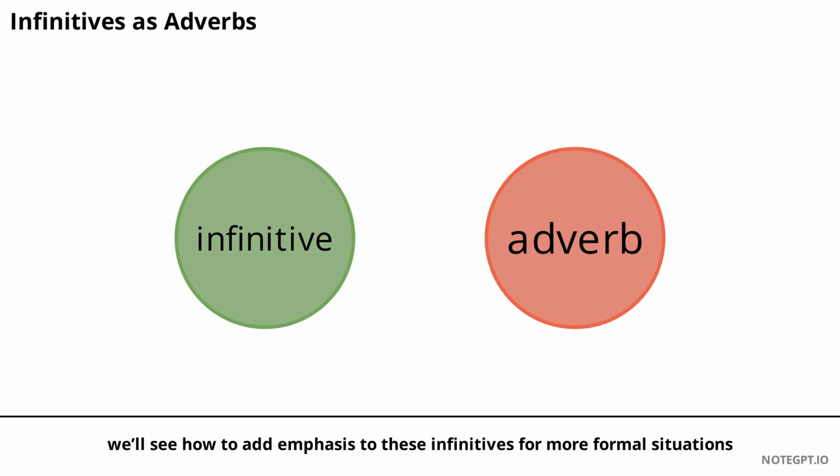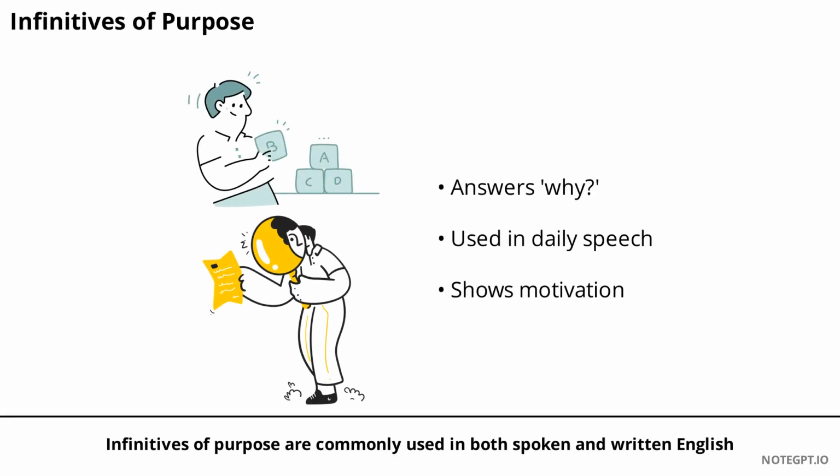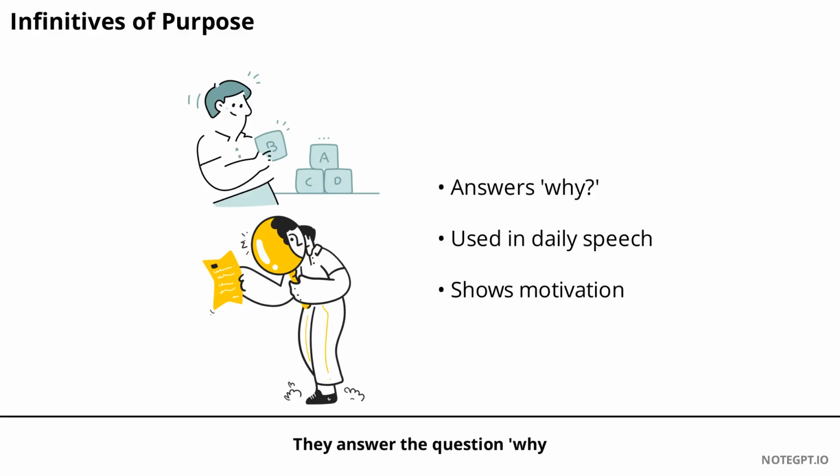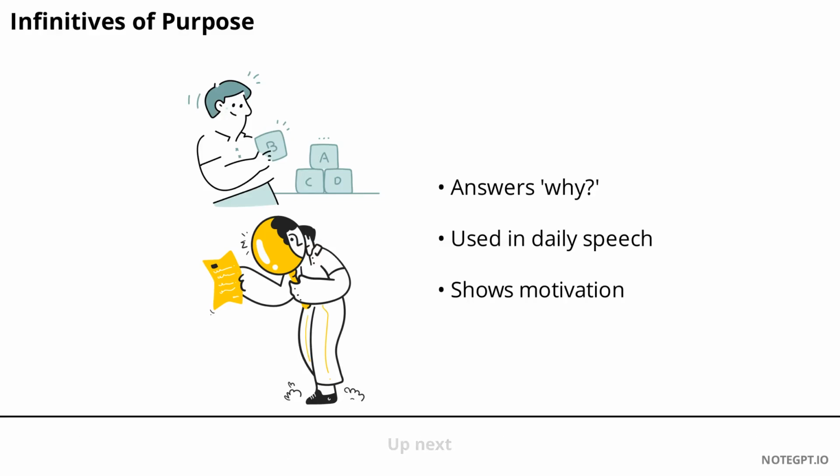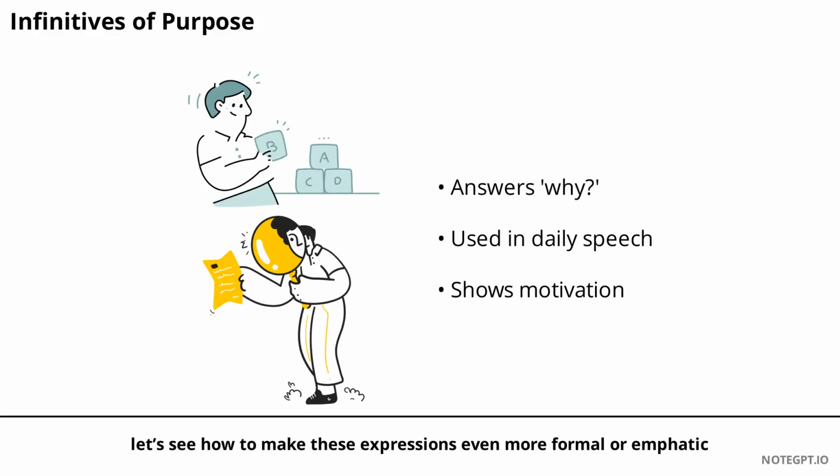Next, we'll see how to add emphasis to these infinitives for more formal situations. Infinitives of purpose are commonly used in both spoken and written English. They answer the question "why" about the main action. For instance, "She reads books to gain knowledge." Here, "to gain knowledge" explains the purpose of reading. This structure is straightforward and helps your listener or reader understand your motivation. Remember, infinitives of purpose are not just for formal writing, they're everywhere in daily conversation. Up next, let's see how to make these expressions even more formal or emphatic.